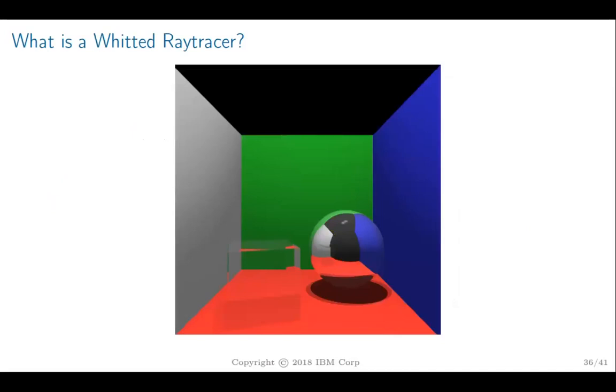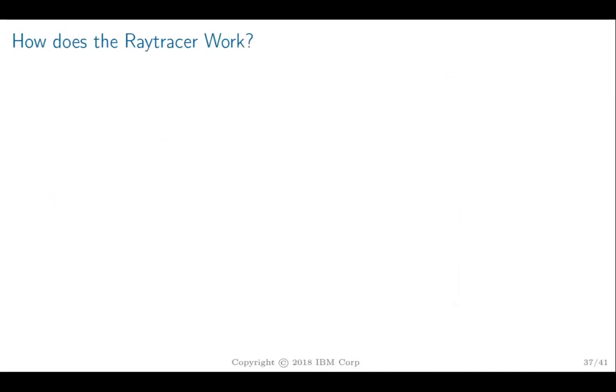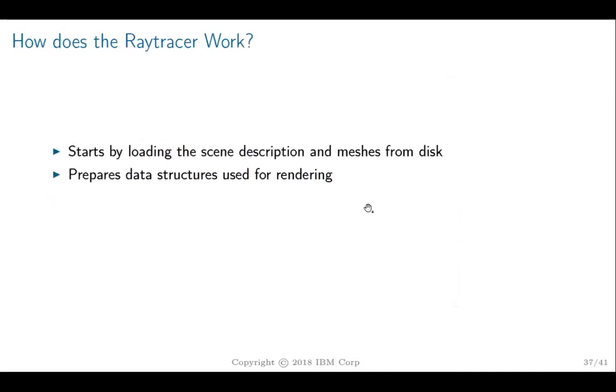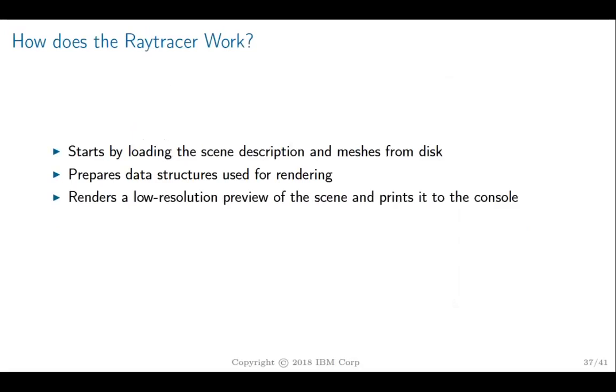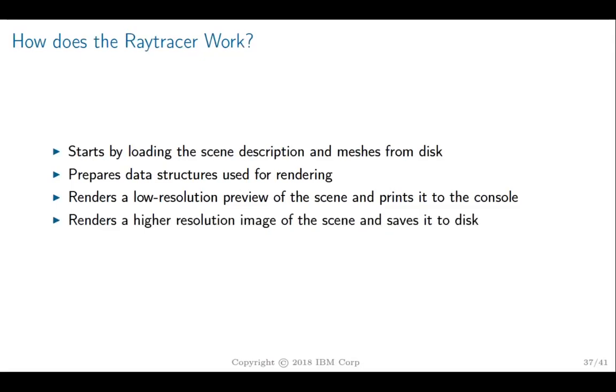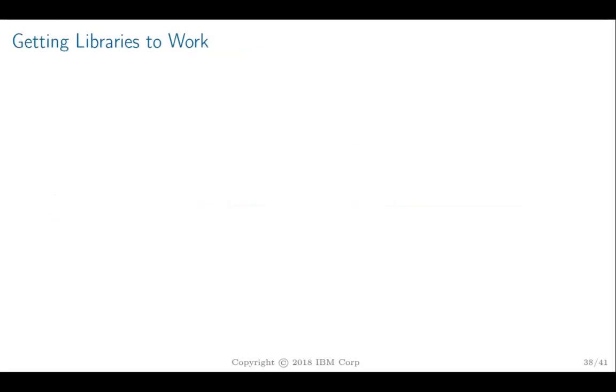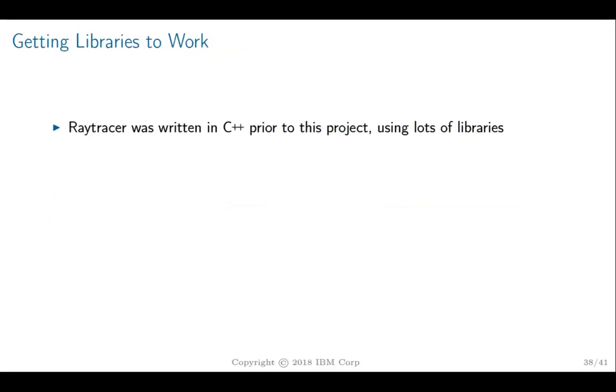The ray tracer starts by loading the scene from the disk. It has to prepare some data structures that it uses during rendering. And then it will actually render a low resolution preview, which you will see, and print it to the console. This actually demonstrates the compile time of the JIT really well. But we also render a higher resolution image of the scene, which we then save to disk. And during that process, there will be a progress indicator that will tell you how far along it is, which you'll see later. We did have some trouble getting this to work because it did use C++ libraries. It was actually not written with this use in mind.